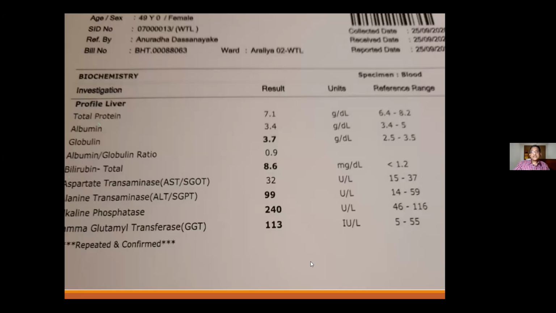Okay, so what are the striking abnormalities? Albumin is nearly normal. Globulin is slightly elevated. This is the most striking abnormality. Bilirubin 8.6. AST normal, ALT is slightly elevated, maybe 1.5 times. Alkaline phosphatase 2 times. Gamma GT 2 times upper limit. So this is probably a drug-induced cholestasis. It's a kind of drug-induced liver disease or drug-induced hepatitis or drug-induced liver injury.